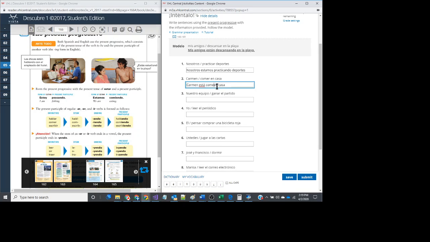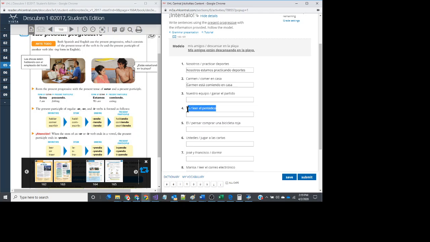Comer is an ER verb. Don't know what I'm doing. Better come over here and look it up, huh? There is comer, right? It's right there as an example. Comiendo. En casa. I want to do just one of the hard ones.